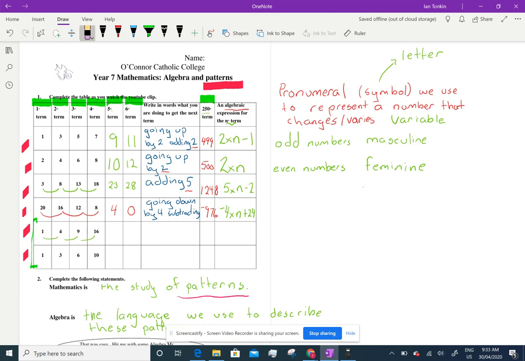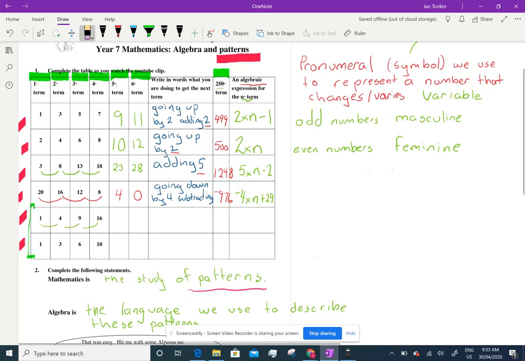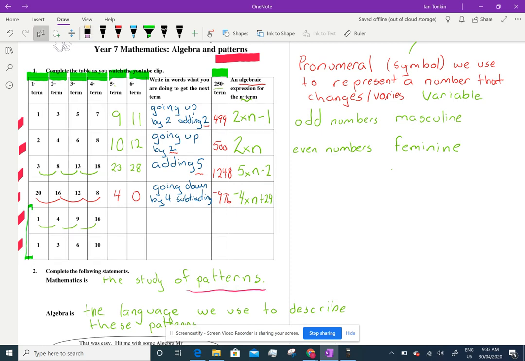Some people have found out what the terms are, but they haven't been able to work out an algebraic expression. So let's have a look at these two. Now these are two very famous number patterns, and I'm going to do them diagrammatically. So let's look at the first one.